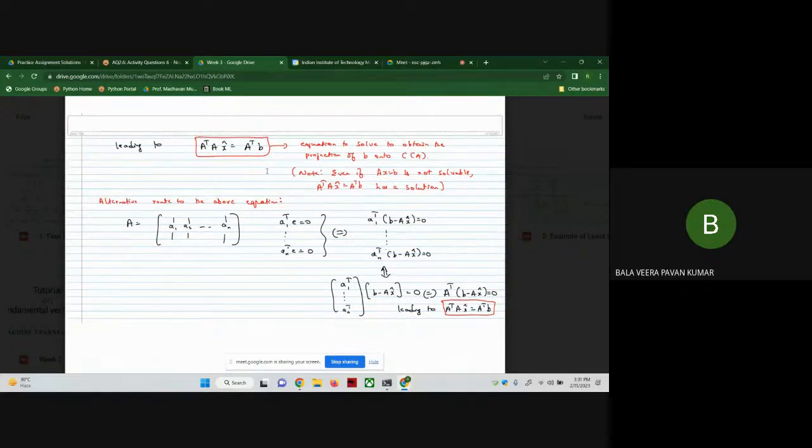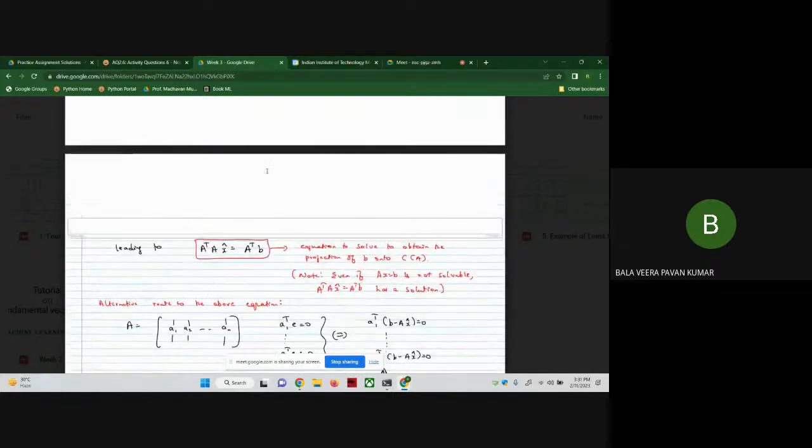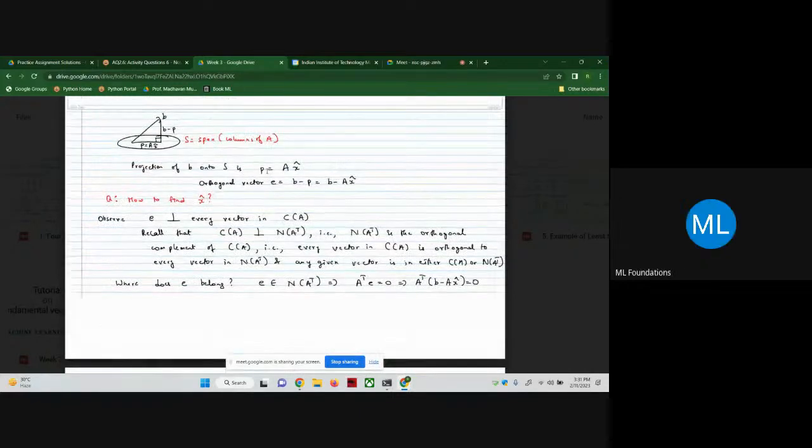Could we graphically see how it is perpendicular? Here, C of A is perpendicular to N of A transpose. C of A, the column space of A, is perpendicular to this E. Here, the left null space: E belongs to the null space of A transpose. How is that? That is the question.